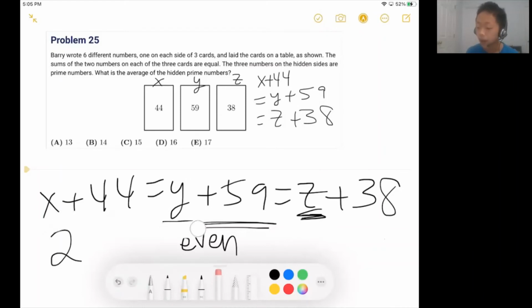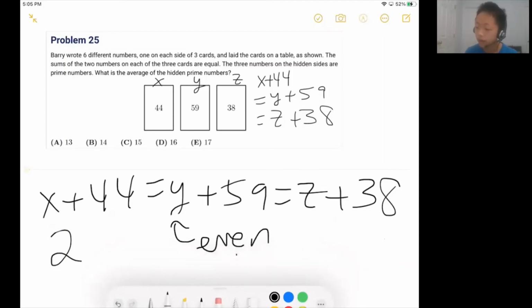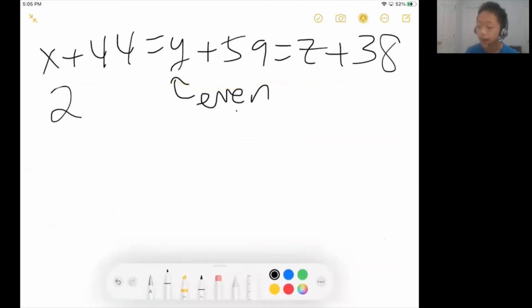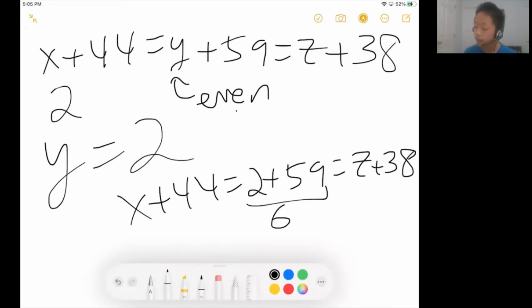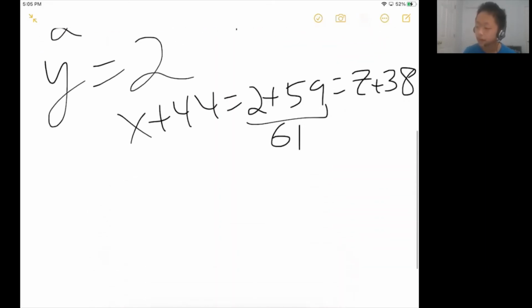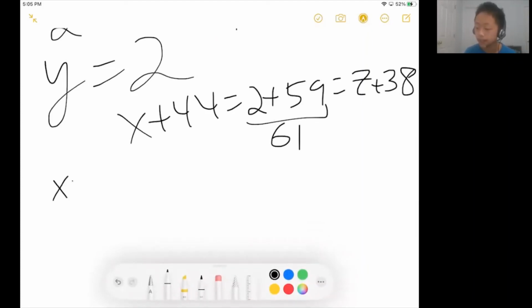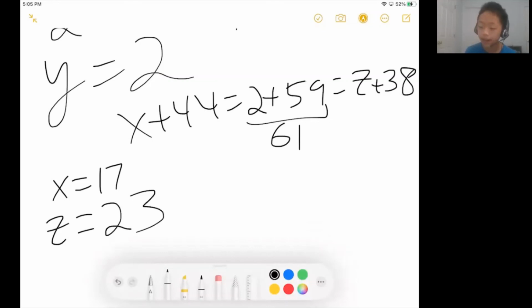So that tells us that Y cannot be odd. So if Y cannot be odd, that tells us that Y is even, right? So if Y is even and Y is prime, that means we know Y must equal 2. So then we get X plus 44 equals 2 plus 59 equals Z plus 38. So this is 61. So we can easily solve for X and Z now. X is going to be 61 minus 44, which is 17. And Z is going to equal 61 minus 38, which is equal to 23. And we can easily verify that 2, 17, and 23 are all prime numbers, which is good.